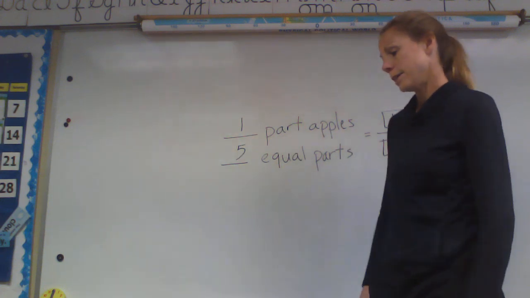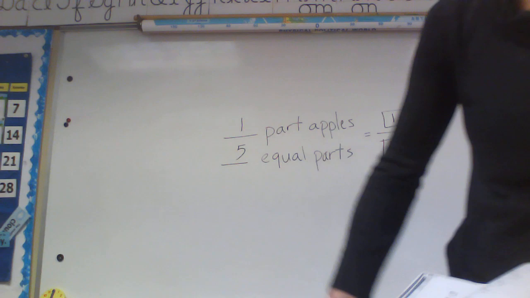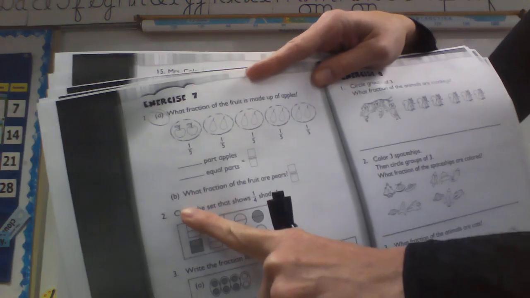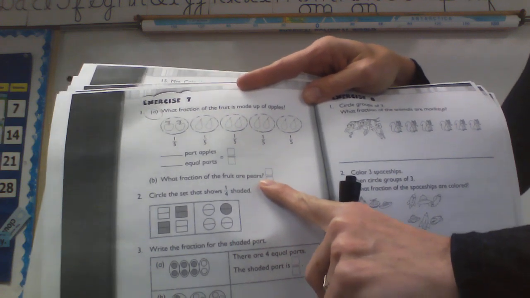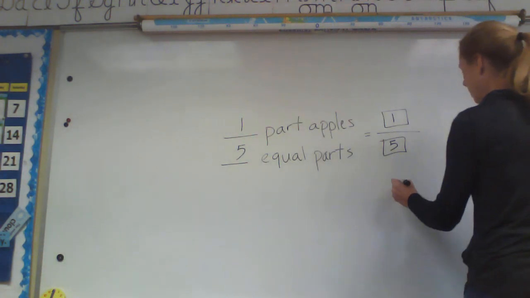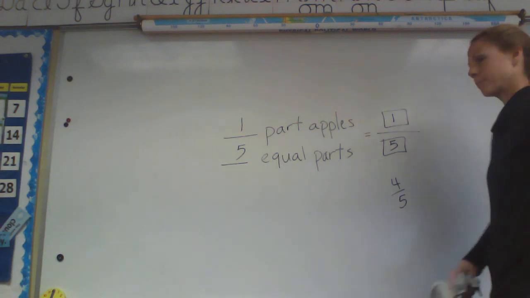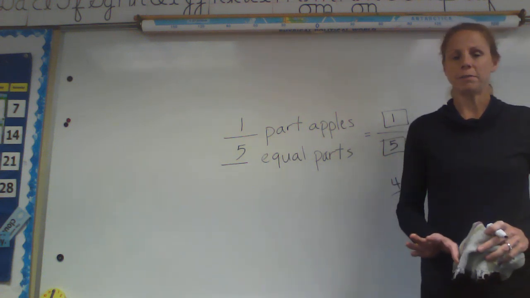Under that, it says what fraction of the fruit are pears? I don't have the book, I just have these. So there are 4 out of the 5 parts are pears. So you're still doing fractions, it just looks a little bit different.